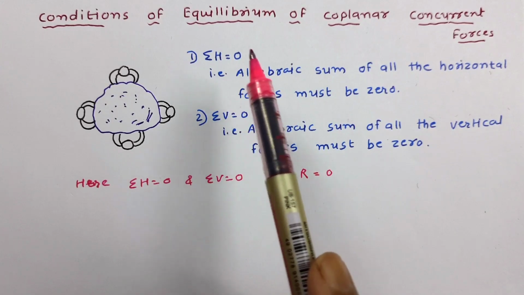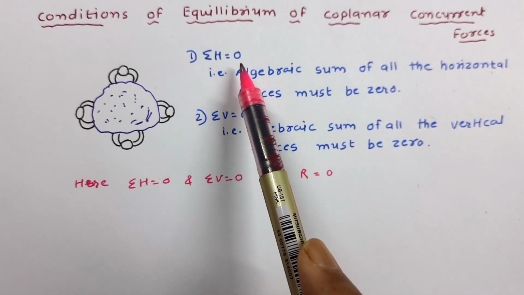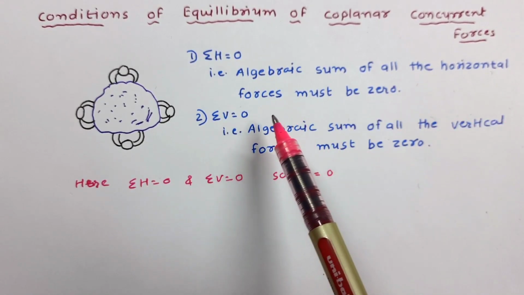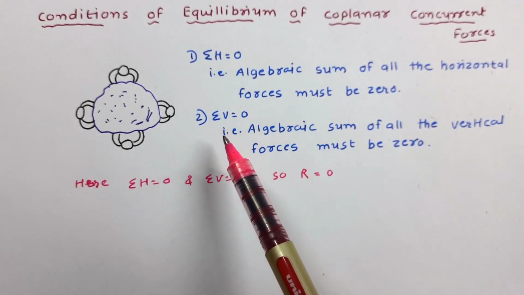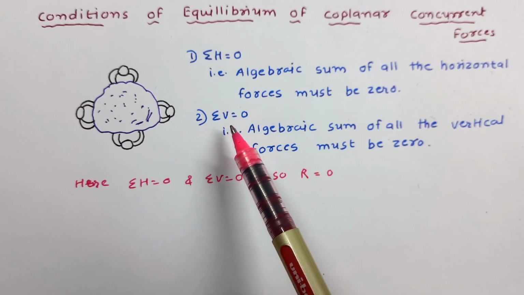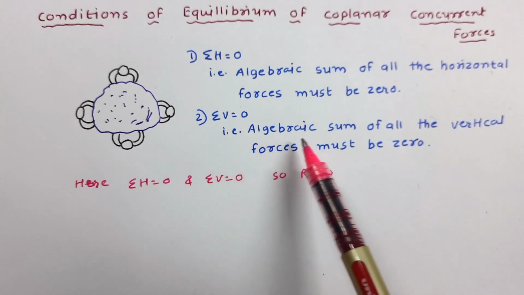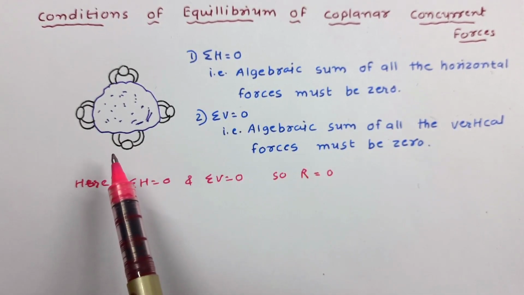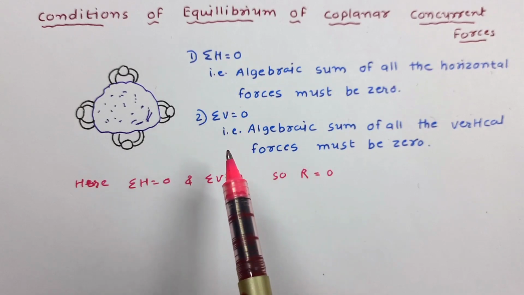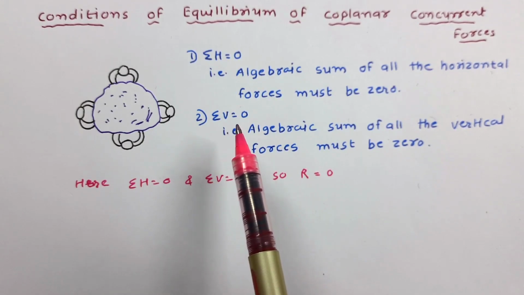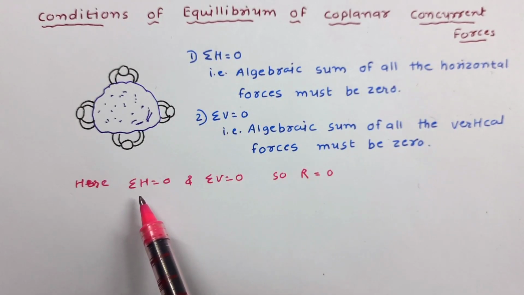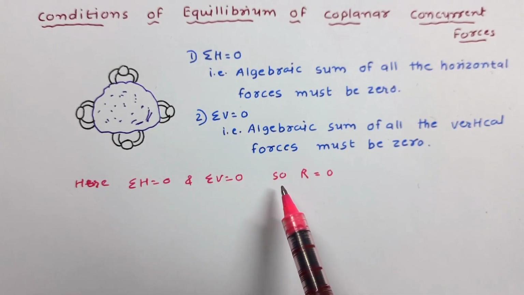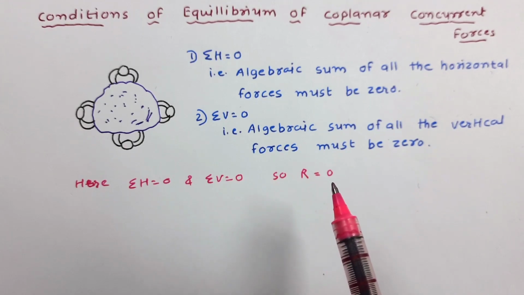So these are the conditions of equilibrium. Summation of H is equal to 0 means algebraic sum of all the horizontal forces must be 0, and sigma V equal to 0 means algebraic sum of all the vertical forces must be 0. So if system is in equilibrium, these are the two conditions of equilibrium. And here sigma H is 0 and sigma V is 0. So we can say the resultant of this system must be 0.